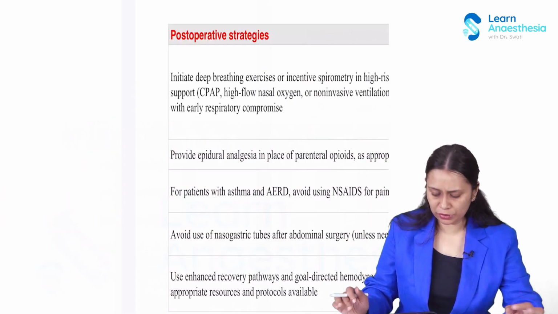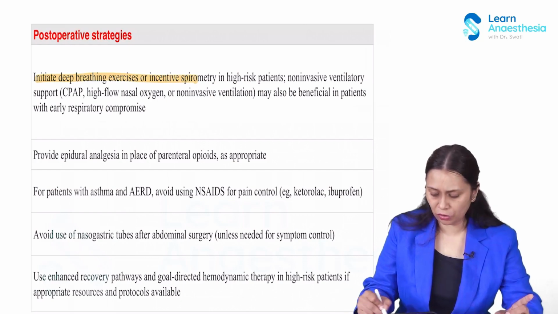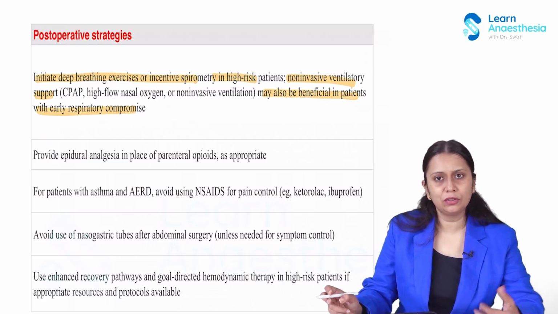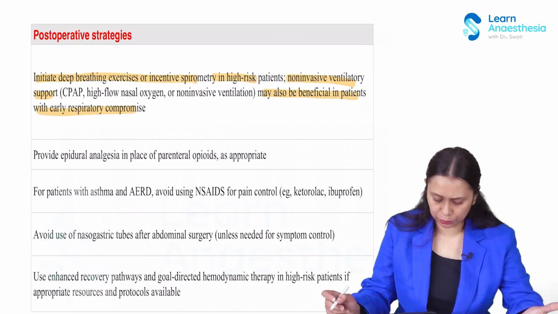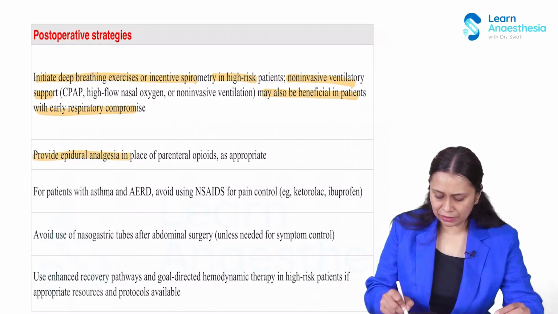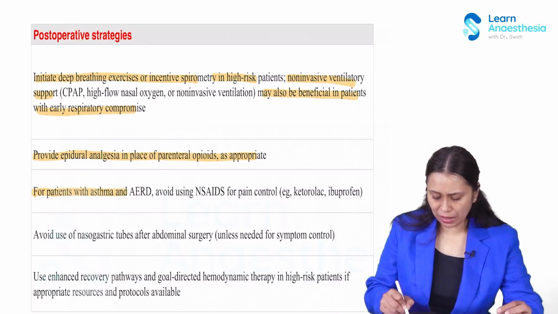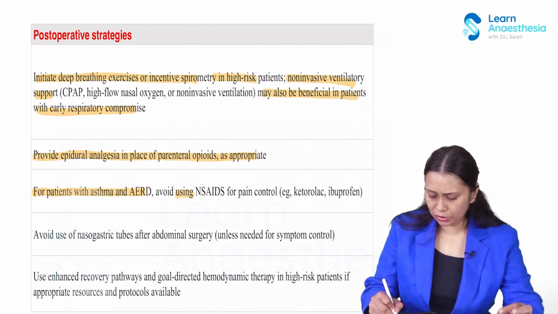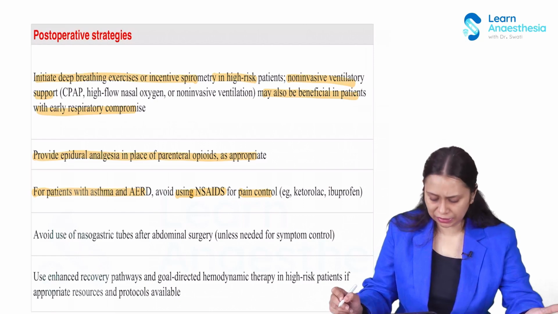So, summary of post-op strategies: initiate deep breathing exercises or incentive spirometry in high-risk patients, not in all patients, and non-invasive ventilatory support may also be beneficial in patients with early respiratory compromise. So timely intervention with non-invasive support. Provide epidural analgesia in place of parenteral opioids whenever appropriate. For patients with asthma and airway reflux disease, avoid using NSAIDs for pain control because they can precipitate this condition.